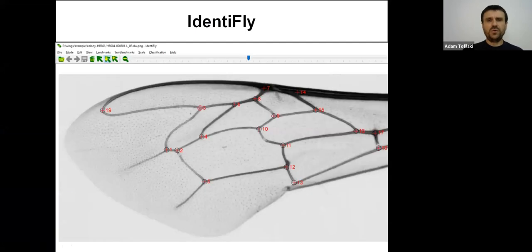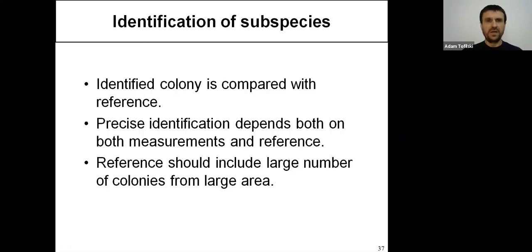So I showed you in a practical way how to use Identify. I think this identification based on all 19 points is much more precise than based on cubital index only, or cubital index and discoidal shift, which is another index used historically, because there is much more data. You have data from 19 points, and each point is described by two numbers, which is lots of information. One of the problems with identification using the landmarks, but also the cubital index, is the reference sample. The identification first depends on how precisely we place the points, but also on how good the reference is.